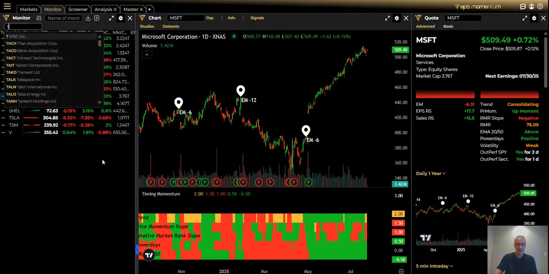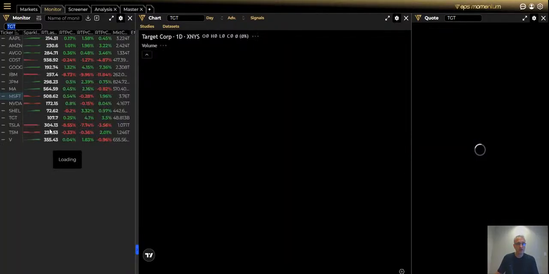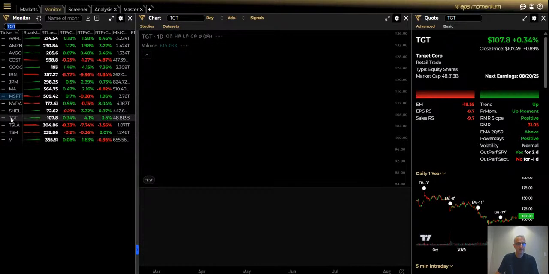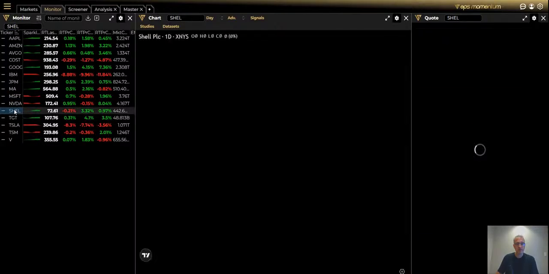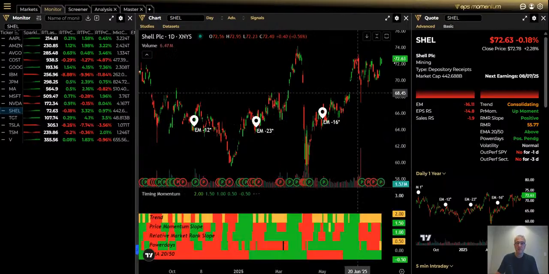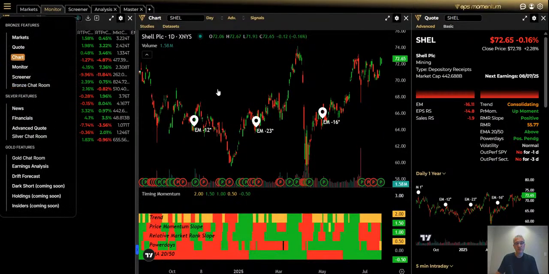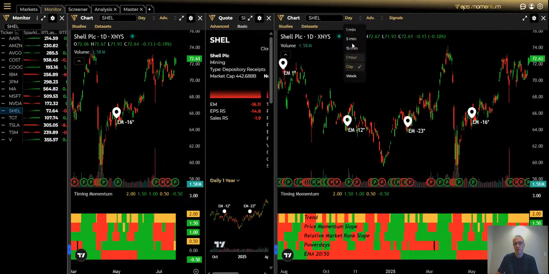So if I want to add Target to my monitor, I click on Target. I add Target, pretty easy. So now it sits here. I can click on any monitor. It refreshes on any ticker, and it refreshes straight away. What I can do as well is insert a chart. I can insert what I'd call more of a basic chart.